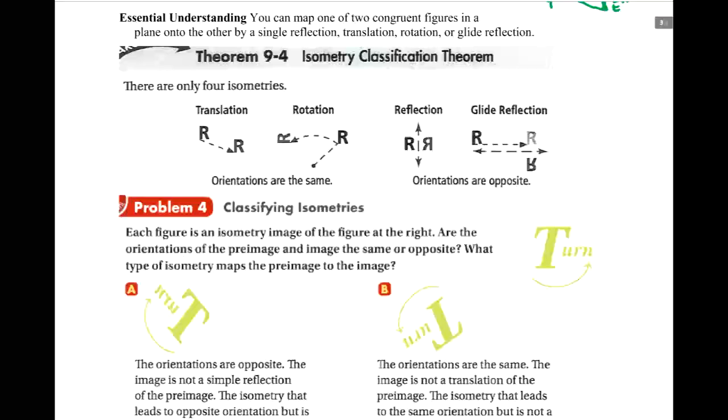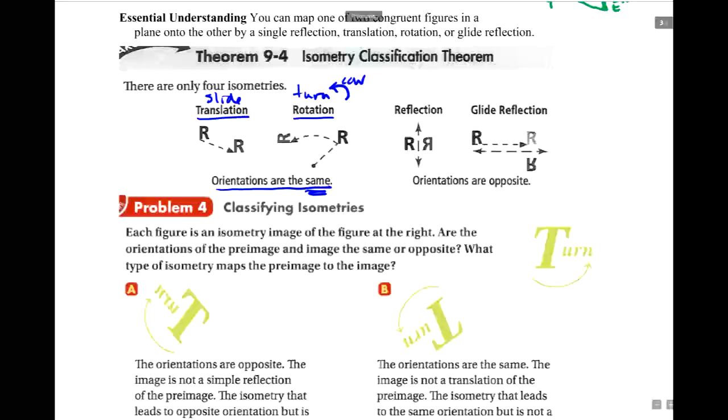Right? And actually everything is just made up of reflections, aren't they? Translation is 2 reflections across parallel lines. Rotation is 2 reflections across intersecting lines, right? All right, there are only 4 isometries. If our orientations are the same, then we either have a translation, which is just a slide, or a rotation, which is a turn. And we know that those go counterclockwise.